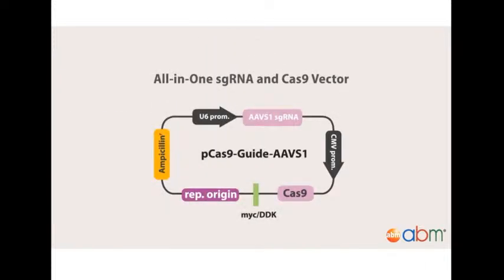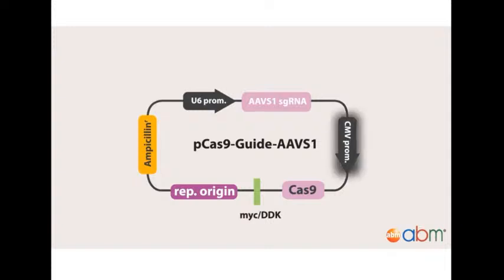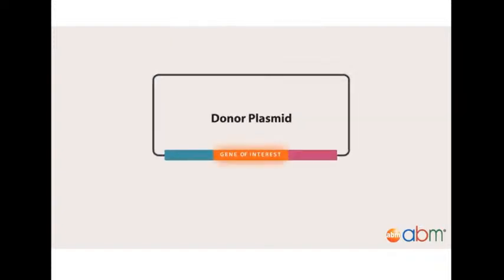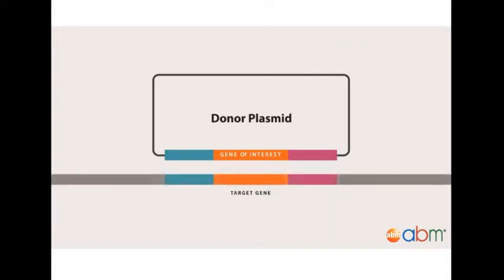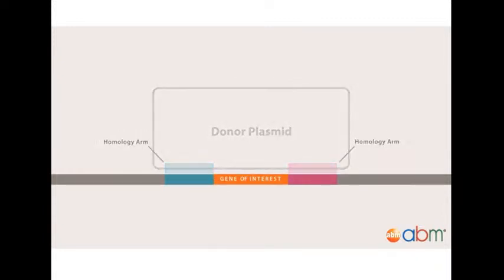The resulting guide sequence was used to construct ABM's AAV-S1 targeting all-in-one vector. This vector expresses the Cas9 endonuclease under a CMV promoter and the sgRNA under a U6 promoter. To achieve the knock-in, a donor plasmid containing the gene of interest is required to provide a template for homology-directed repair. The HDR pathway is a mechanism in cells that repairs double-stranded breaks by using a DNA repair template homologous to the sites flanking upstream and downstream of the break site. To enable HDR-mediated gene insertion, the gene of interest must be flanked by such homology arms.